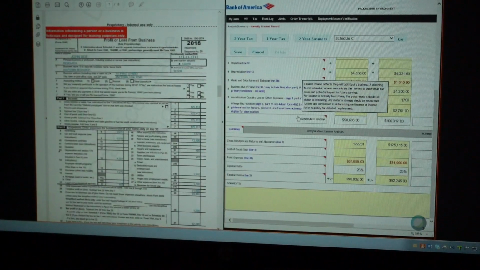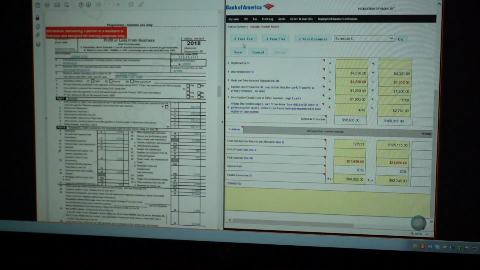All right, so put all that information in there. Once you have it, then save it. Hit save.